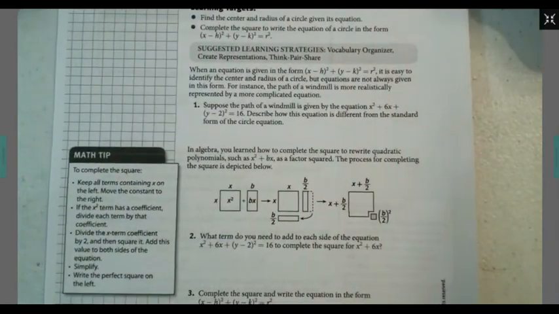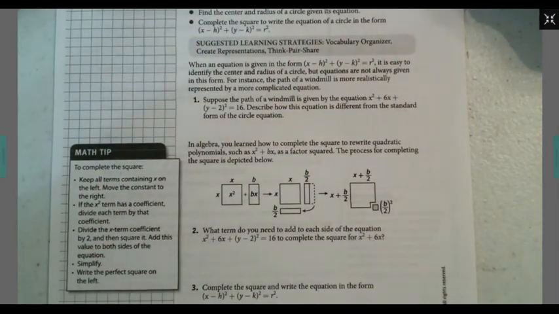It says, when an equation is given in the form x minus h to the second power plus y minus k to the second power equals r squared, it is easy to identify the center and radius of a circle. But equations are not always given in this form. For instance, the path of a windmill is more realistically represented by a more complicated equation.